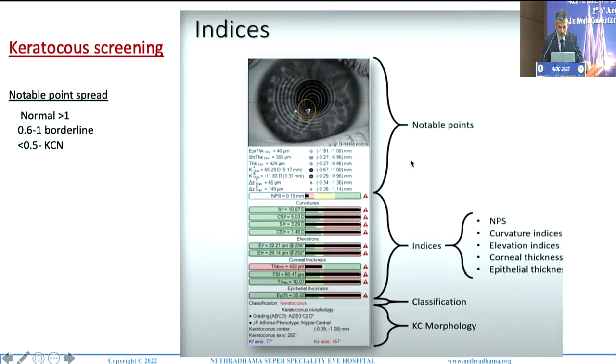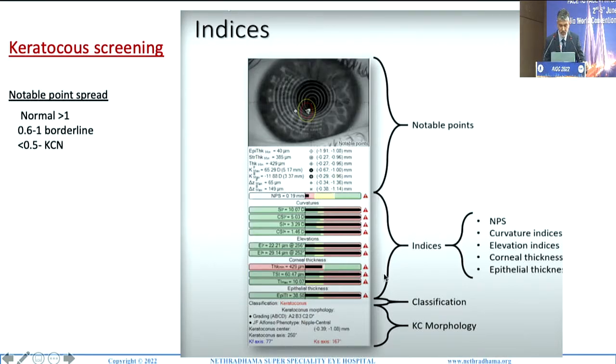So if you look at the notable points, it has the epithelial thickness, the stromal thickness, the total thickness of the cornea, the Kmax, anterior Kmax, posterior Kmax, and the elevations. And it looks at all these points and gives you the slider scale, and here you can see it is abnormal. And you also have a yellow circle and a red circle. If all these points are within the red circle, then it is highly suspicious of keratoconus. It also gives you this red flag that it can be a keratoconic cornea, and you can see here it is 0.19, so it's highly significant.